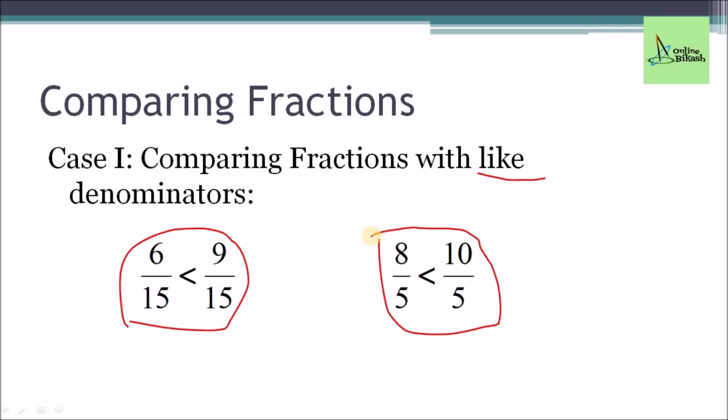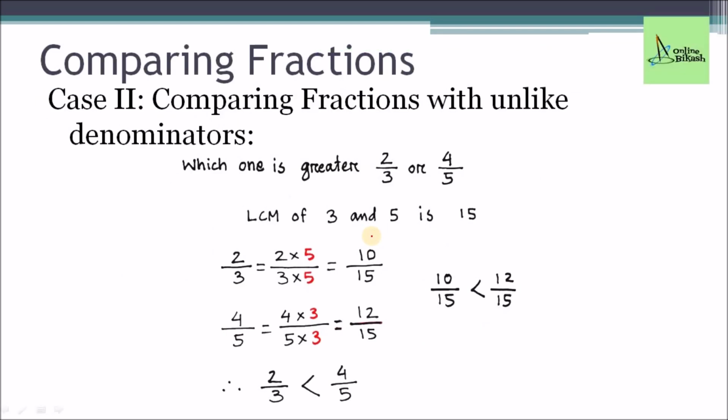Okay, till here it is very easy. But what will happen when they have unlike denominators? They will have unlike denominators, that means they will have different denominators. In that case, you have to do something more. Now we will try to understand with this example.